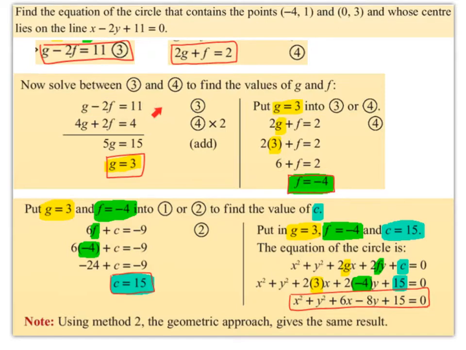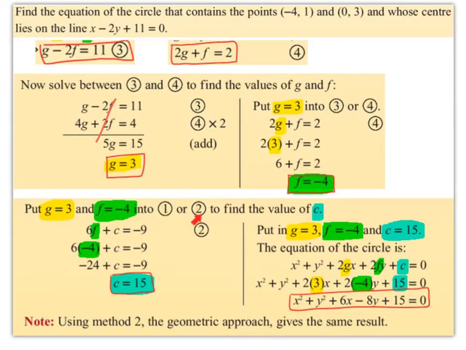So here we have equation 3. And then we take equation 4 and we multiply by 2. So we get 4g + 2f = 4. Now our f's will cancel. We get 5g = 15, so g = 3. So now we're going to substitute g into either equation 3 or equation 4. So we're going to go with equation 4. So we swap the g for a set of brackets, put 3 into it, and we get f = −4.